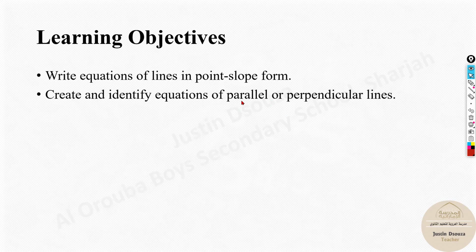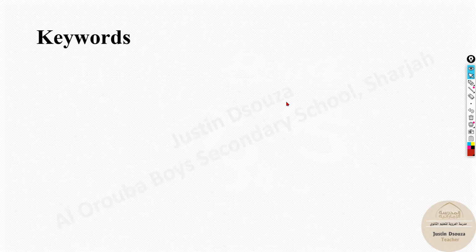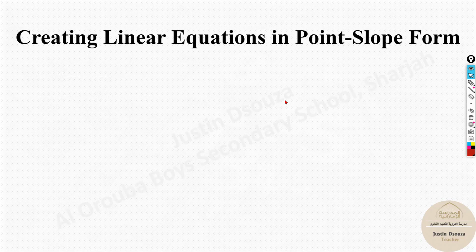And if we know the slope of one parallel line, then if we know any points, then we can write the equation for any other line. We will look into these as well. Parallel is very easy, perpendicular is a little bit tricky, but they are pretty easy once you practice. The keywords in this lesson are parallel lines, perpendicular lines, that's it, because all the others you've come across in the previous lessons. And now creating linear equations in point slope form.